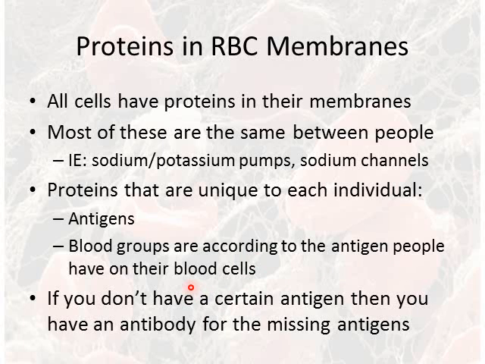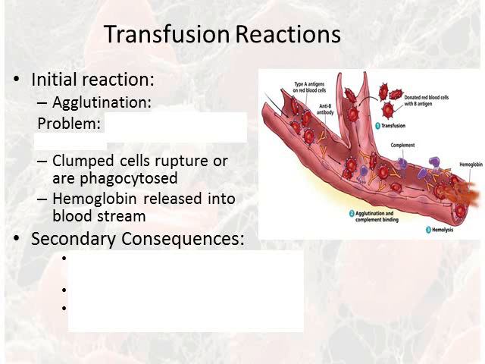Okay, so if you don't have a certain type of antigen on your red blood cells, then you have the antibody for that, meaning that your immune system has built up immunity against red blood cells containing antigens that you don't have. Okay, so that's a key thing in understanding the red blood cell typing or blood typing.